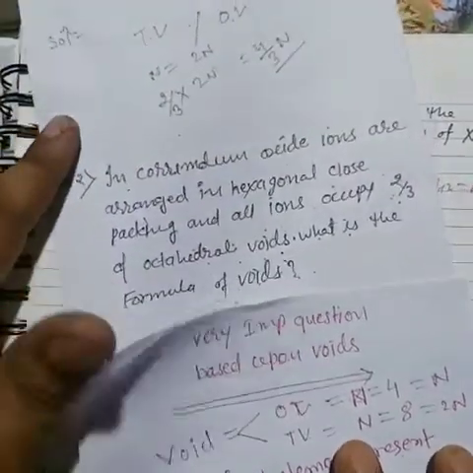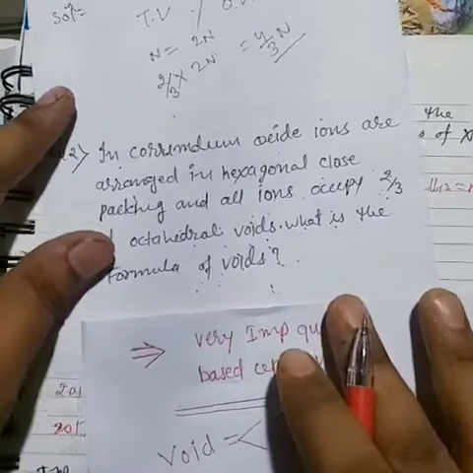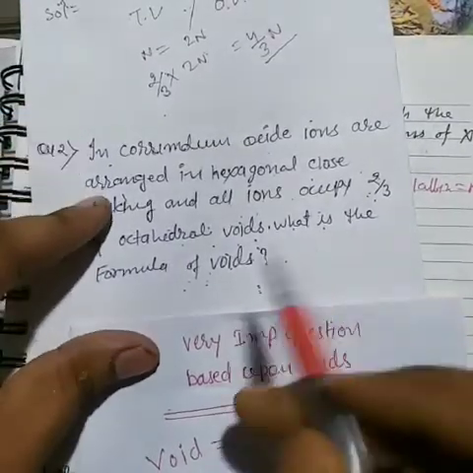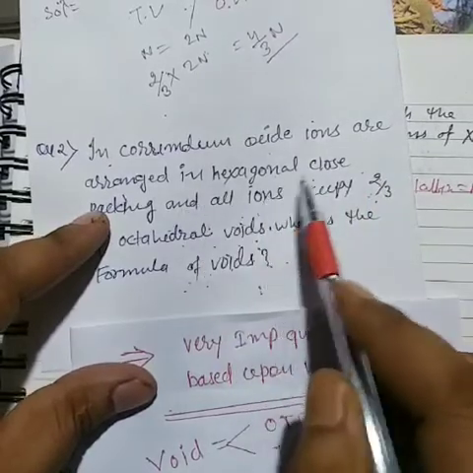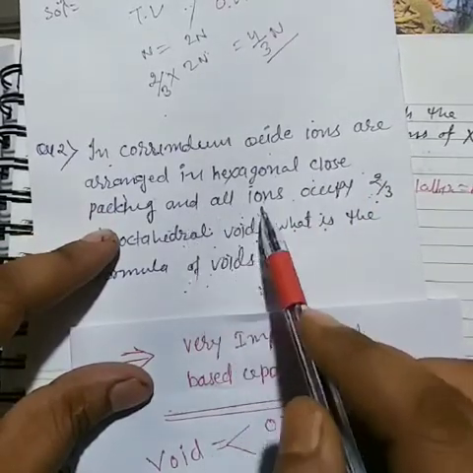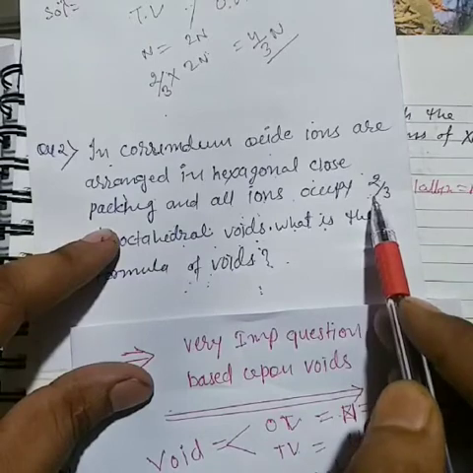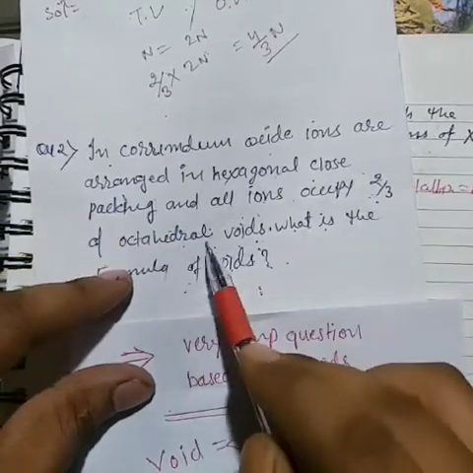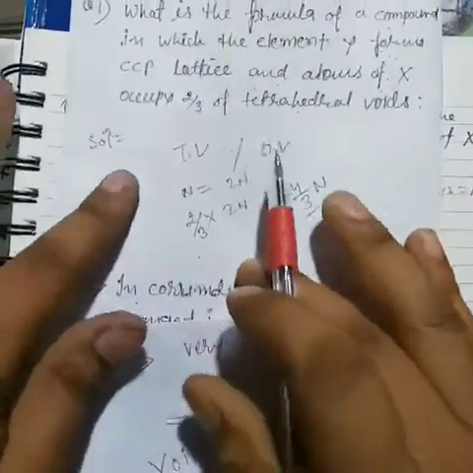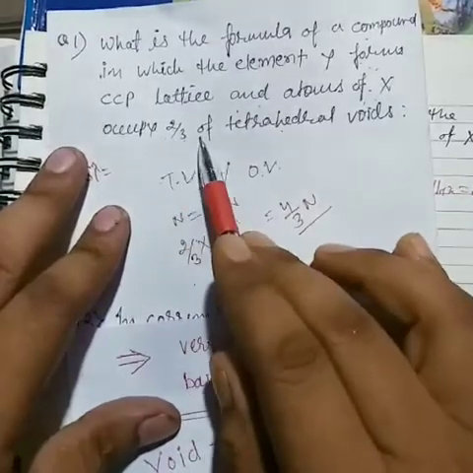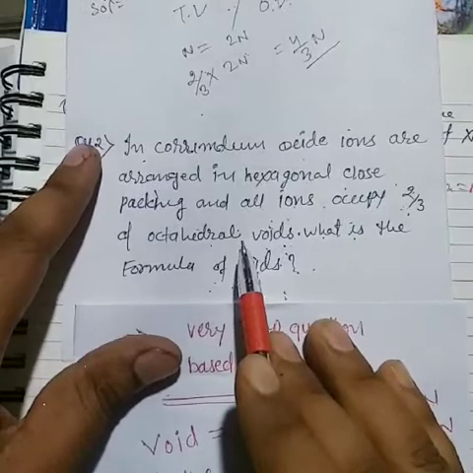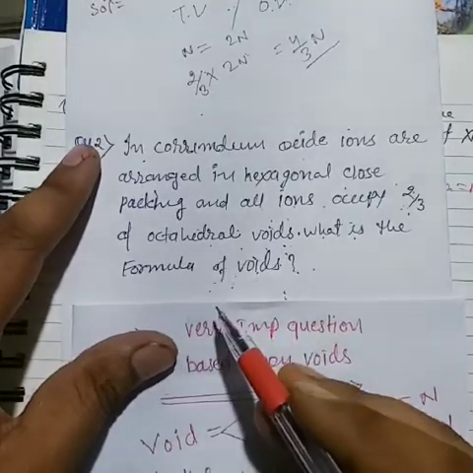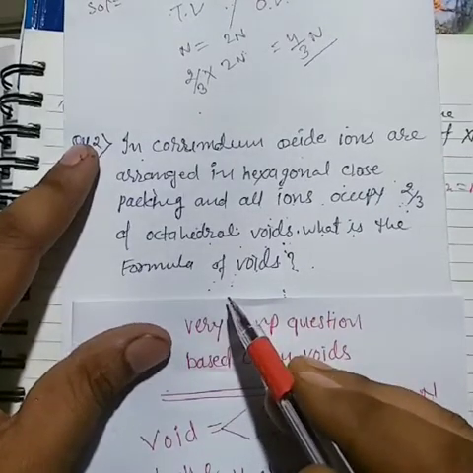Now question number two, test yourself question. Corundum: oxide ions are arranged in hexagonal close packing and the other ions occupy 2 by 3 of the octahedral voids. The previous question had 2 by 3 of tetrahedral voids, and here it is 2 by 3 of octahedral voids. So what is the problem, students? It is quite easy.